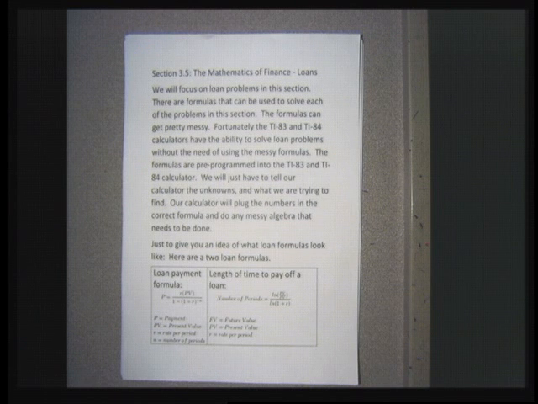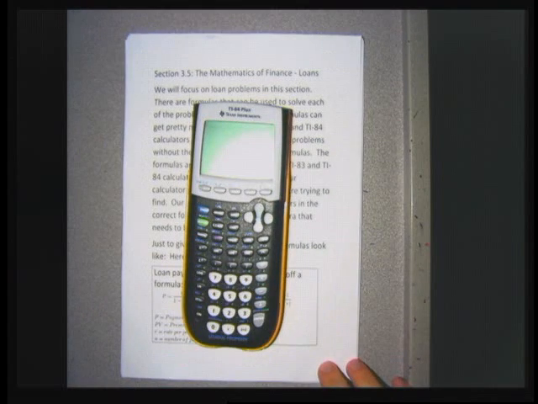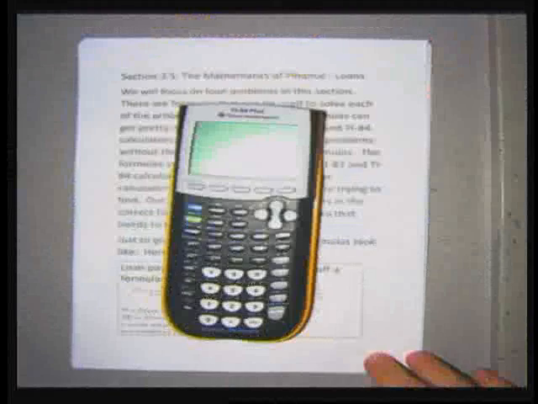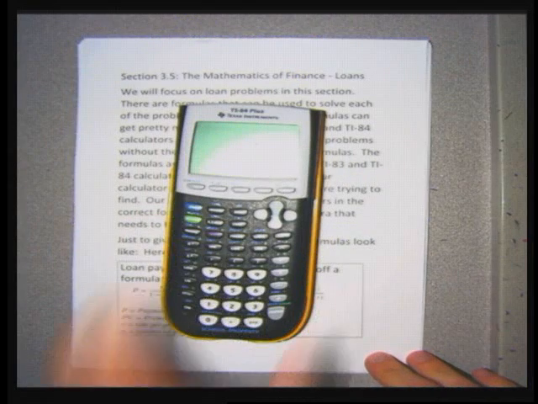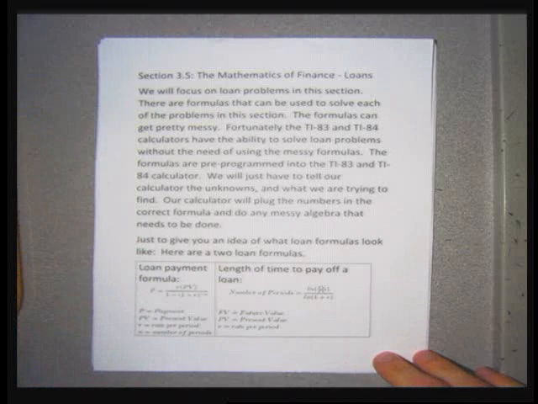All right, so the last two sections of Chapter 3, at least the non-review sections, are sections on money, and we're exclusively going to use the money features that are built into the TI 83 and 84 calculators to solve the problems. The problems that we're going to solve using the calculators won't be that hard to solve.